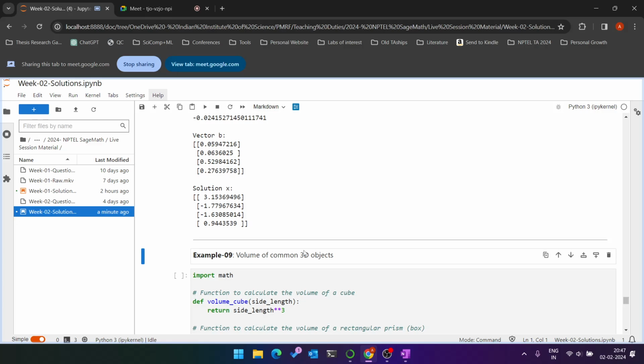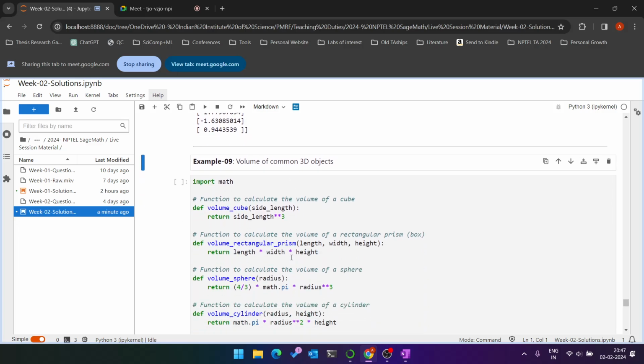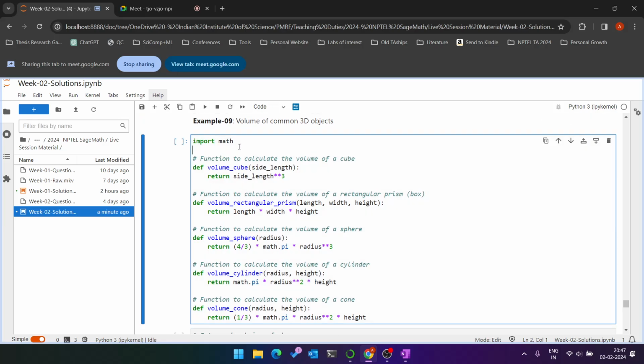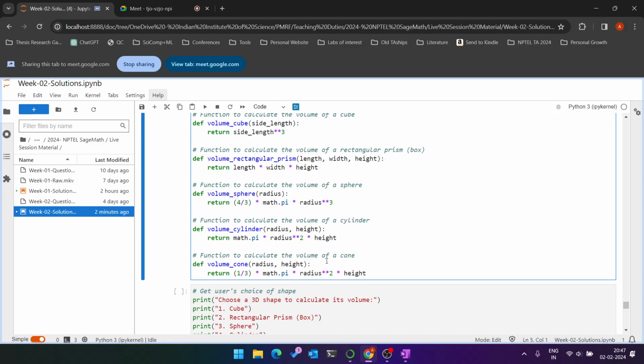The final example that I have for today's session is a code which will calculate volume of common three-dimensional objects. The way that I have chosen to do so is I start off by importing the math module. Then I write different one-line functions for different common 3D solids. Say a cube, a rectangular prism, a sphere, or cylinder, or a cone.